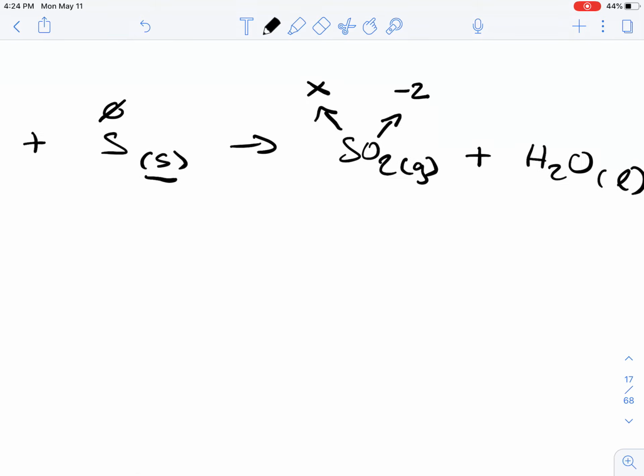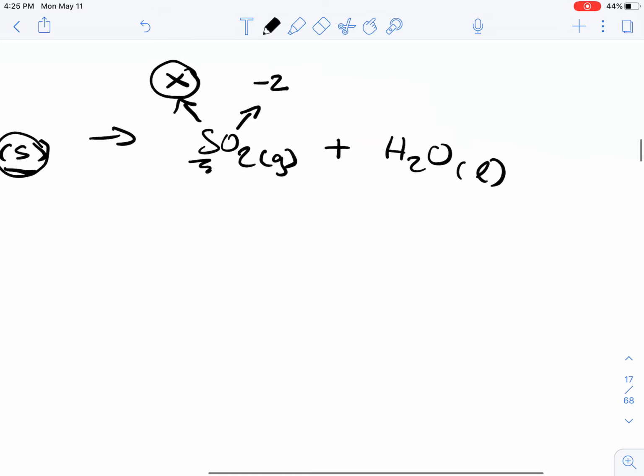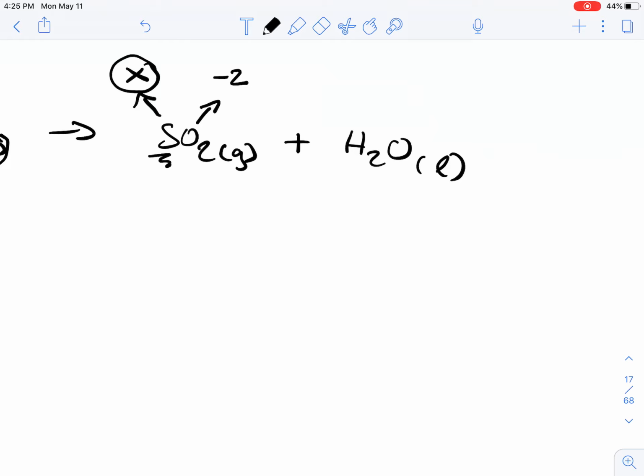So notice that we know the oxidation number for sulfur, it's 0 here because it's by itself and in solid state. However, when you look through the rules for oxidation numbers, there's no direct rule that determines the oxidation number for sulfur dioxide's sulfur. So this is something that we need to find. Before we do that, let's move on to H2O.